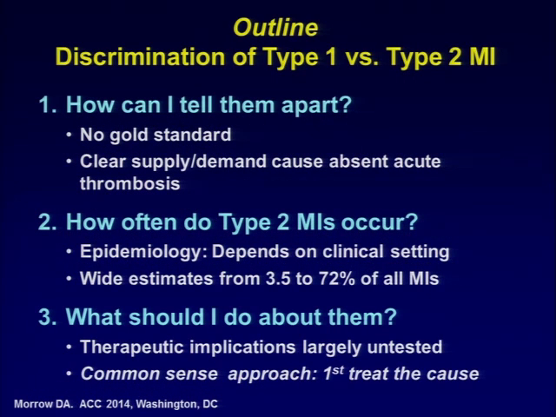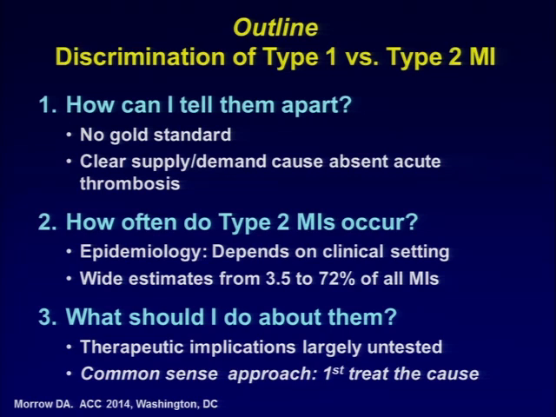And there are 3 key questions I ask as a clinician and a researcher when I try to discriminate these 2 MI types. I ask, can I tell them apart? And I'll start up front by saying there's no gold standard, as I'll show you. But I'm not a nihilist. I think it is possible to use clues and to identify patients with likely type 2 myocardial infarction. You need to understand how often they occur, and I want to make the point up front that it really depends on the clinical setting. And I'll show you the wide estimates of the frequency of type 2 myocardial infarction across a variety of settings.